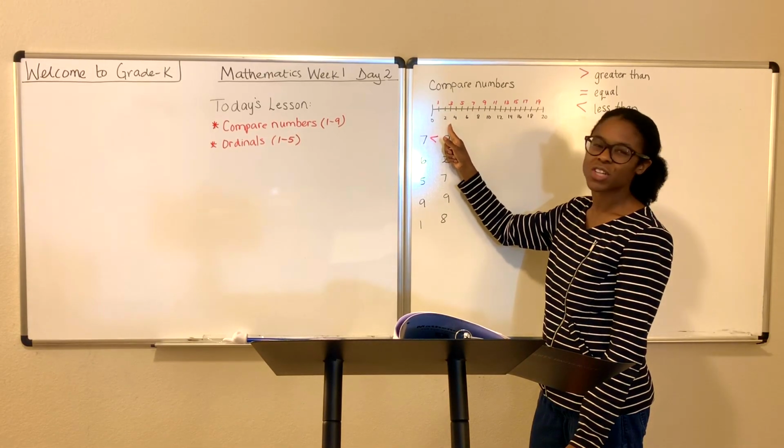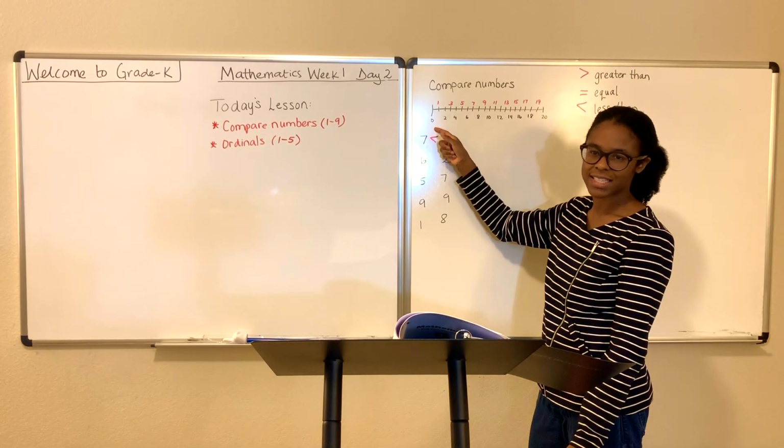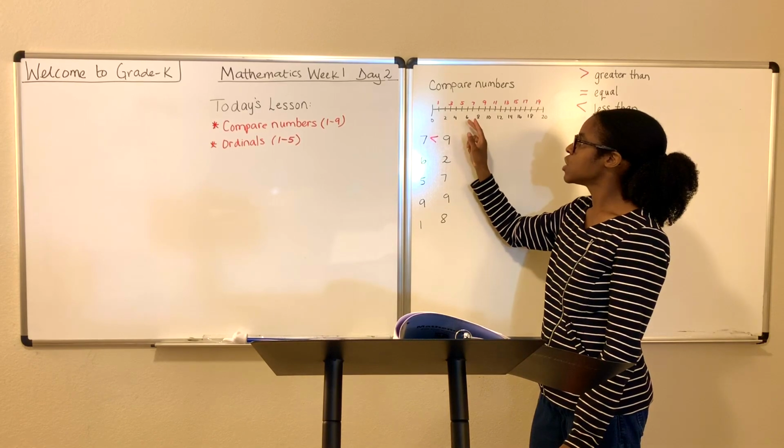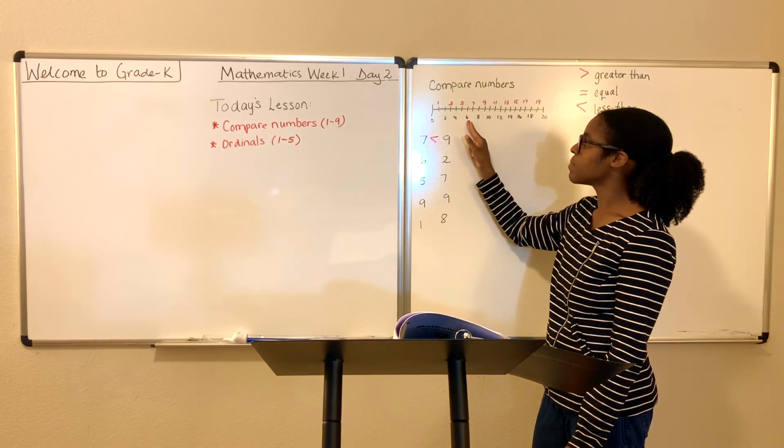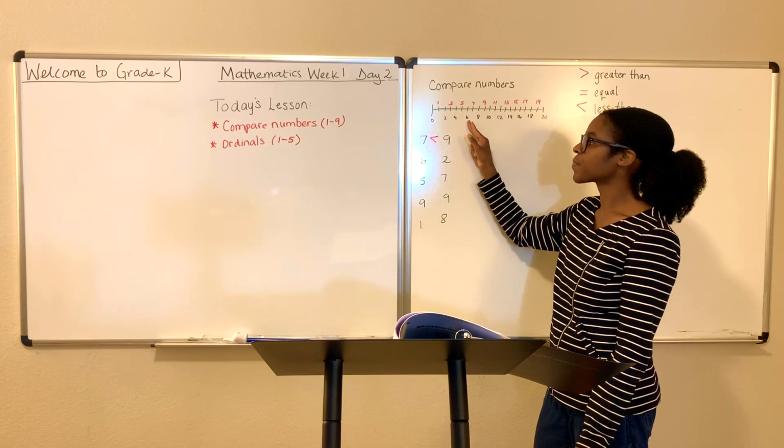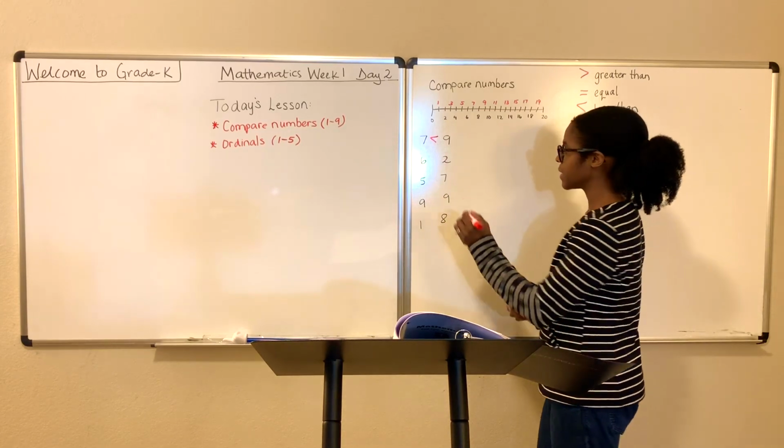Number 2 is closer to the number 0. So it's less than 6. So is 6 going to be more than or less than 2? 6 is more than 2, isn't it?